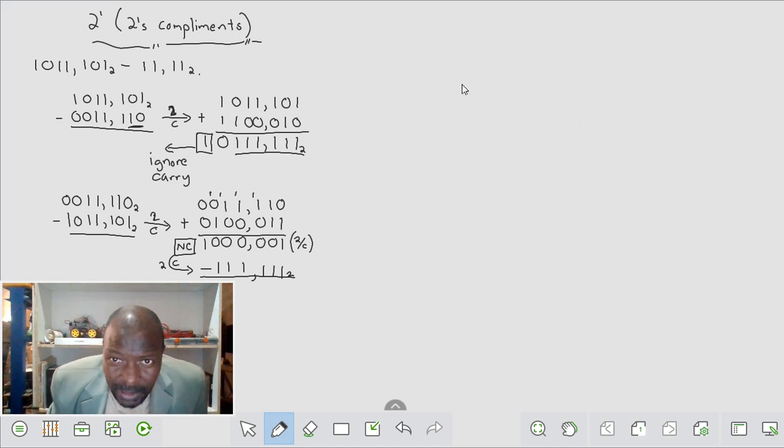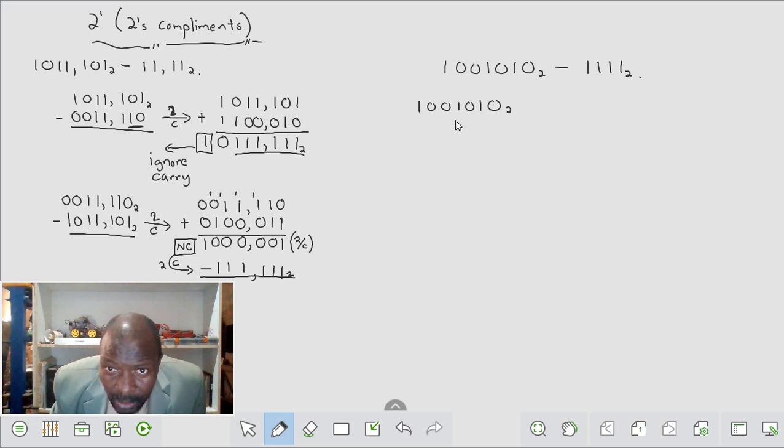And then let's take an example, like let's say 1 0 0 1 0 1 0, and then you say subtract base 2, subtract 1 1 1 1 base 2. We know that 1 0 0 1 0 1 0 base 2, that one is 1 1 1 1 base 2. Balance up the digits first. This is the negative number. We don't want to see the negative.